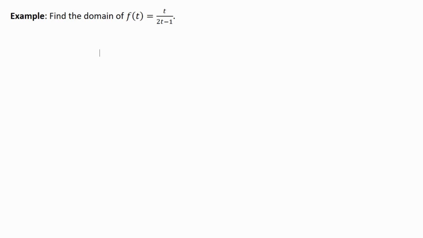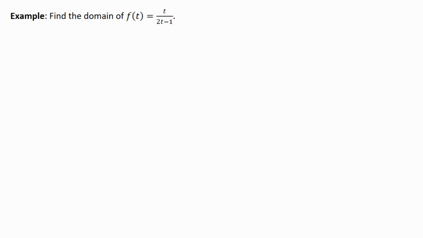So in this case, it's good to use that trick of asking yourself, what can't I plug in for t? What am I not allowed to plug in for t? And the answer to that question is, well, since you're dealing with an algebraic fraction here, any value that produces 0 in the denominator is going to be a problem because you're never ever allowed to divide by 0.